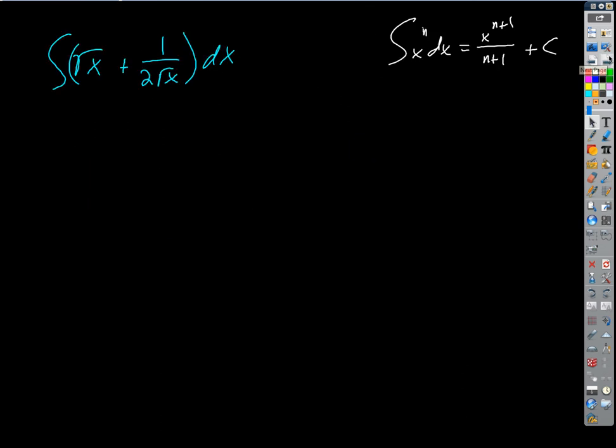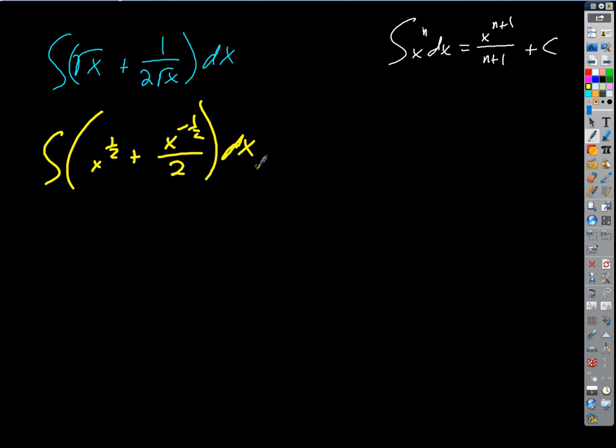Okay, how could we do this one? How would I rewrite square root of x? To the 1/2. And that would be negative 1/2. So we would think about this as being, even if we don't write it down, the integral of x to the 1/2 plus x to the minus 1/2 over 2. And we'll just anti-differentiate or integrate term by term.